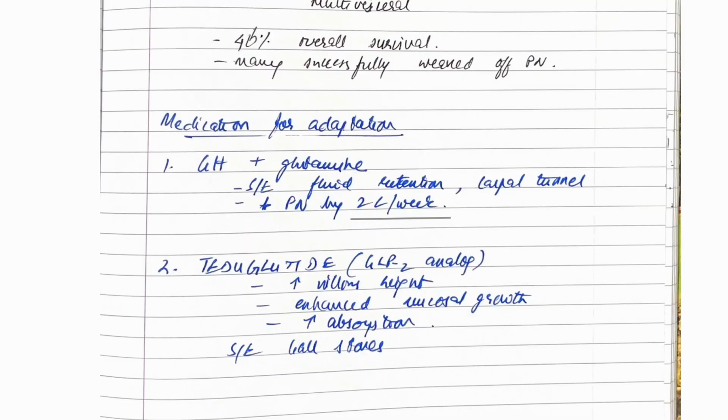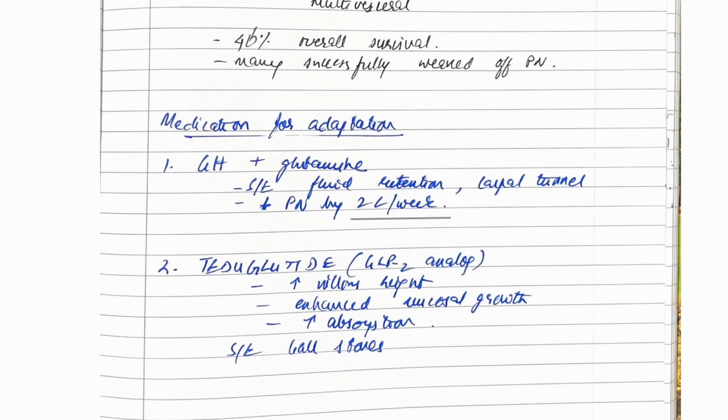The medication for adaptation includes growth hormone plus glutamine. There is a mild improvement in which there is a reduction in parenteral nutrition by 2 liters per week. Not very much, but there's a mild improvement. The side effect is fluid retention and carpal tunnel syndrome.